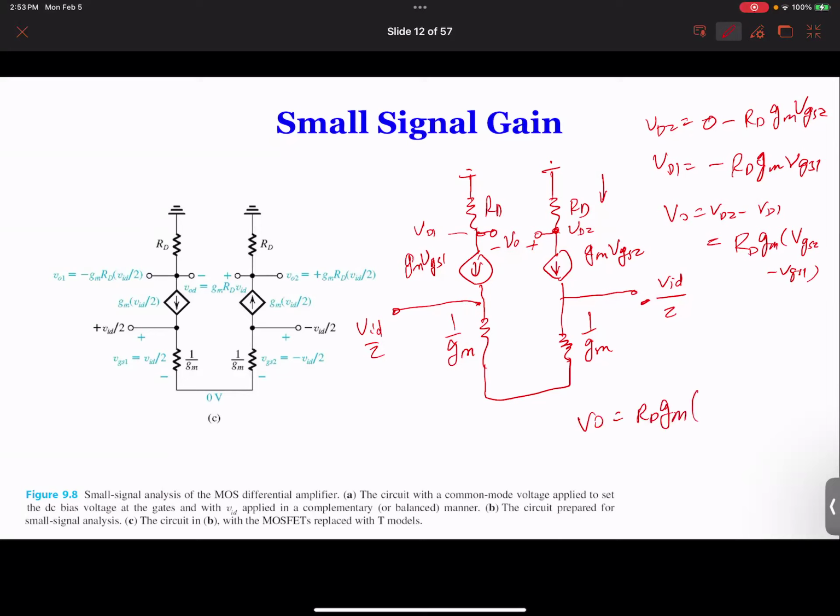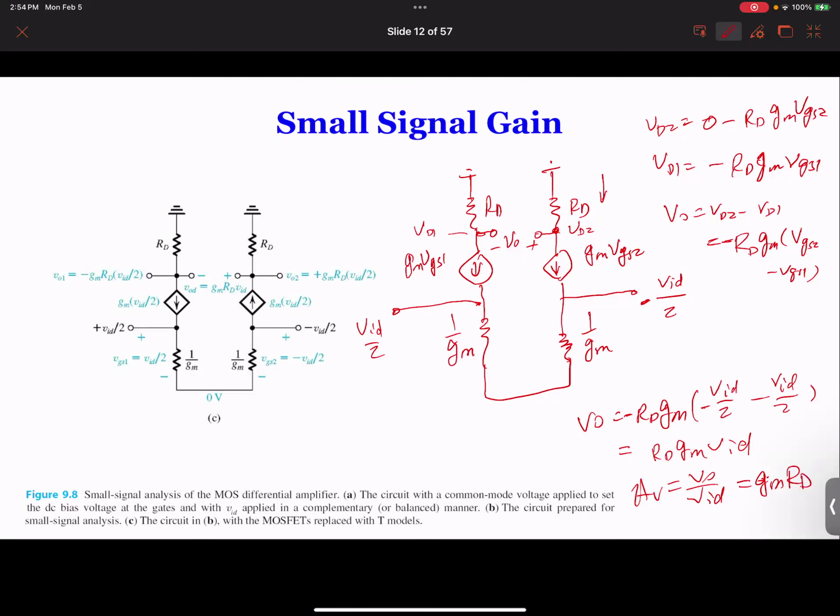Now we can plug in. VGS2 is minus 1/2 VID, I don't forget the minus sign. And VGS1 is 1/2 VID, so minus that is positive. And you get positive RD times GM times VID. And we got AV, which is VO over VID, the input differential, equal to GM times RD.